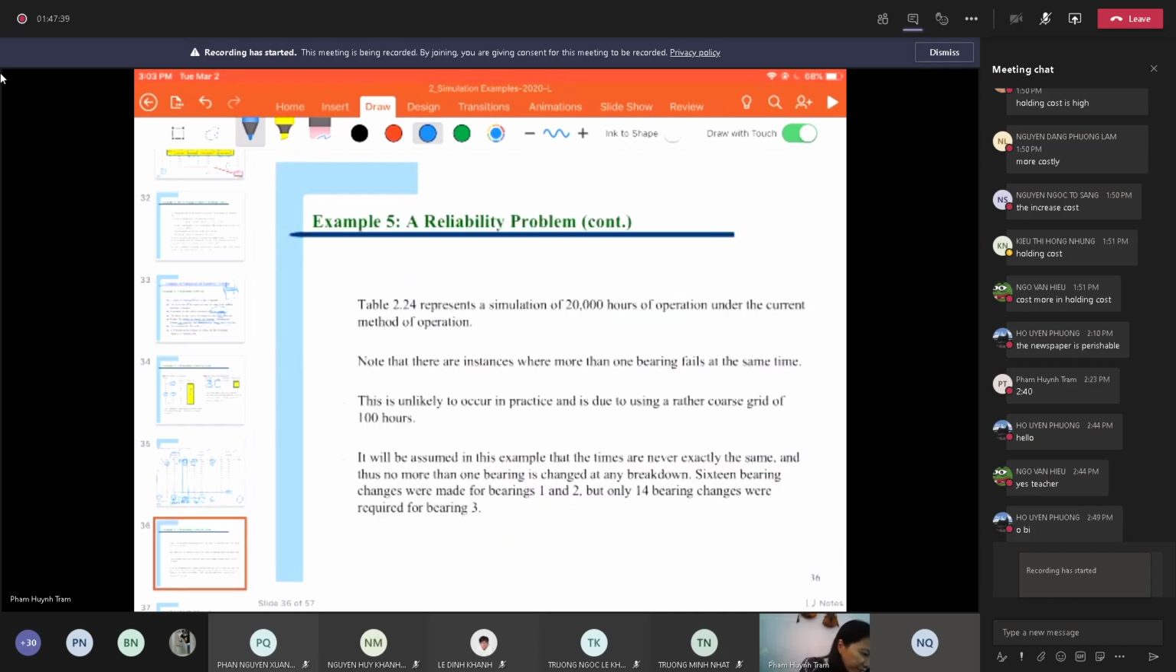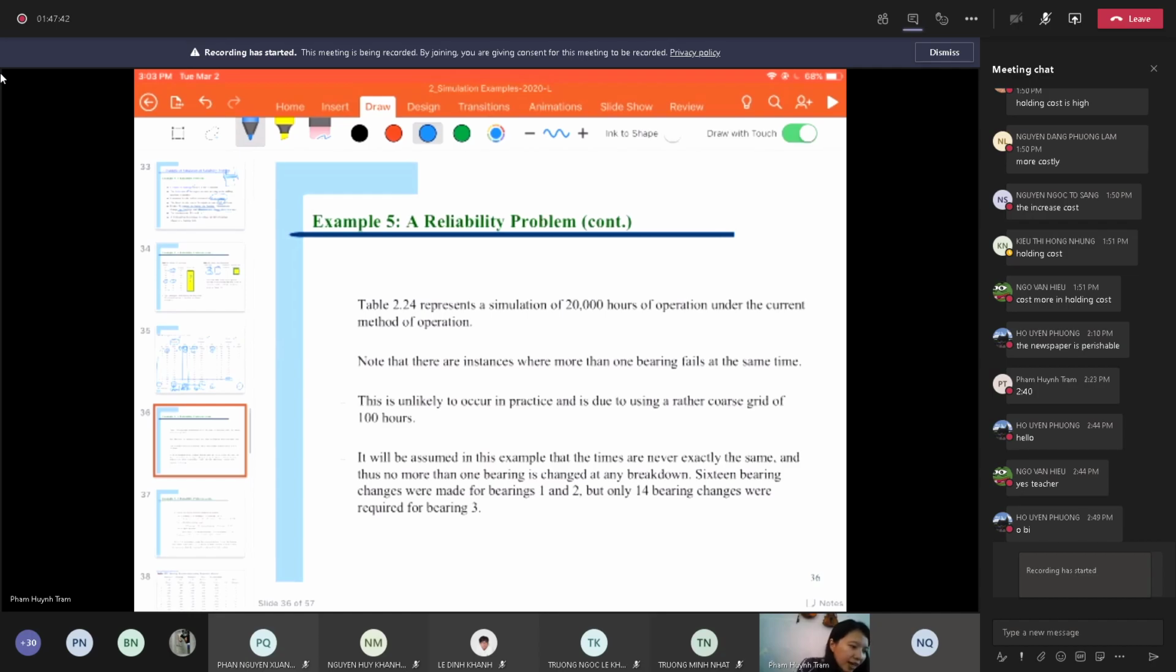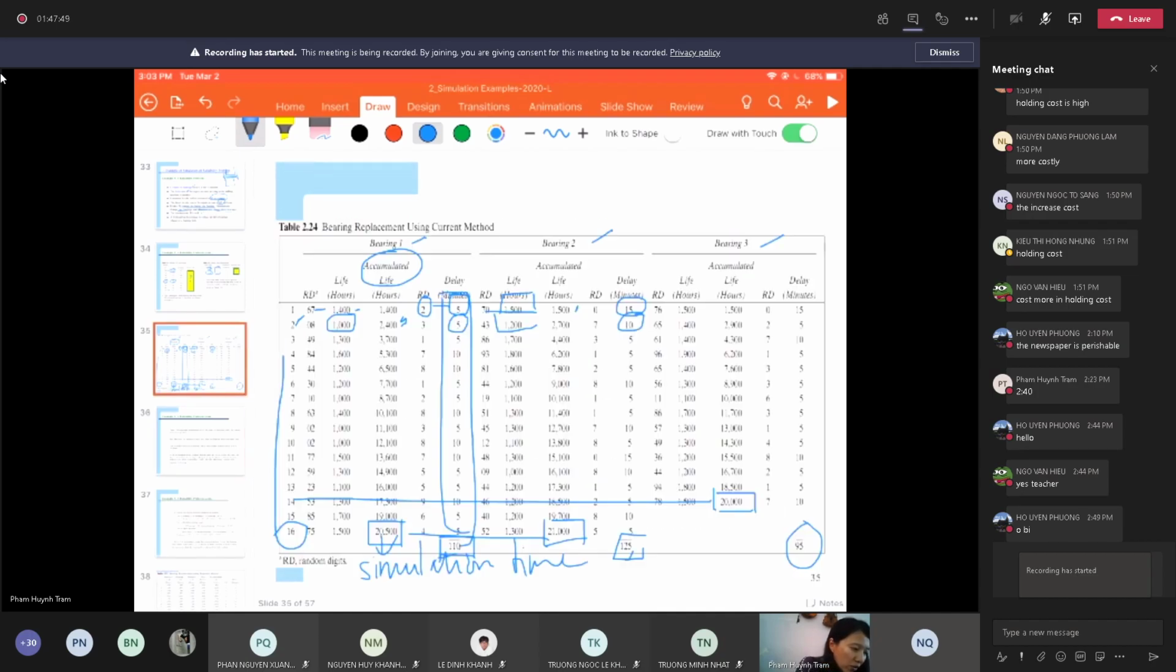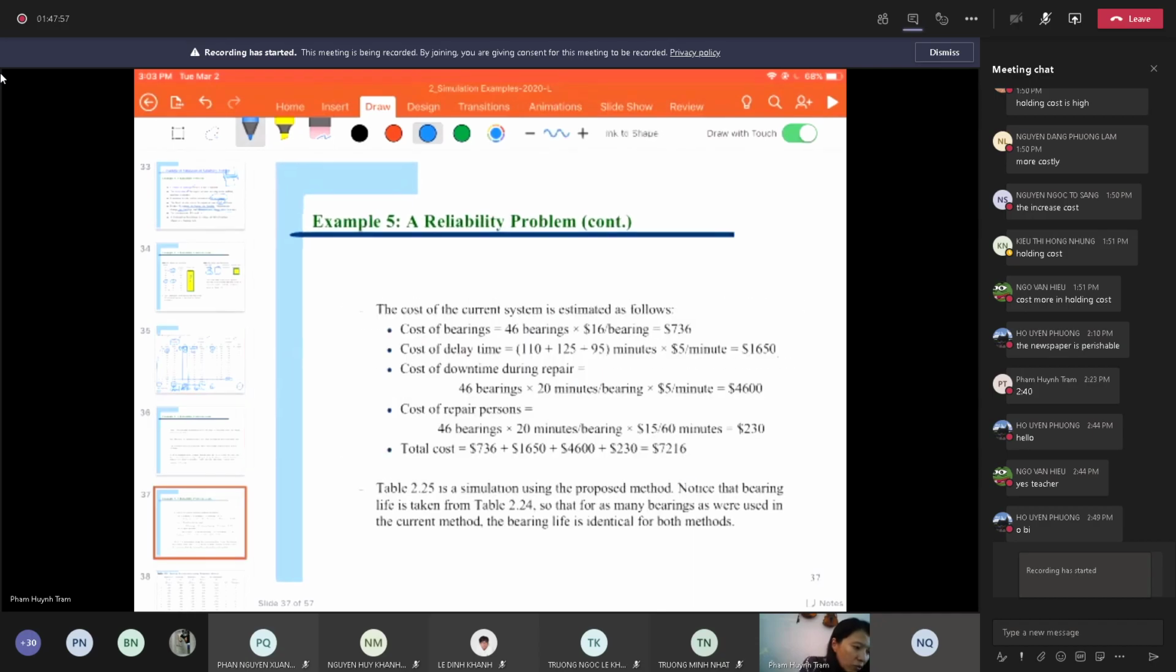Okay, so we calculate how many bearings we have to replace in total. Bearing 1 we replace 16, bearing 2 we replace 16, and bearing 3 we replace 14. So in total we have to replace 46 bearings, and each bearing costs us $16. So this is the cost for bearing, and we take the sum of the delay time for replacing 3 bearings and then the cost for delay time.